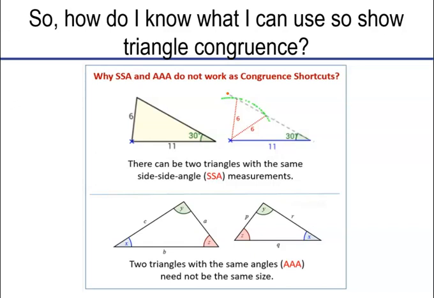And what about the angle, angle, angle situation? We talked about it, but you see right here, you have angle Z, angle Y, and angle X. They're all the same angles, but this triangle is bigger than this one. Now, later we'll talk about those being similar triangles, but not congruent. You can't say that they're the same exact size.